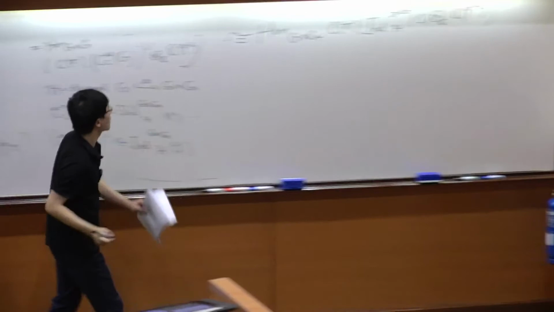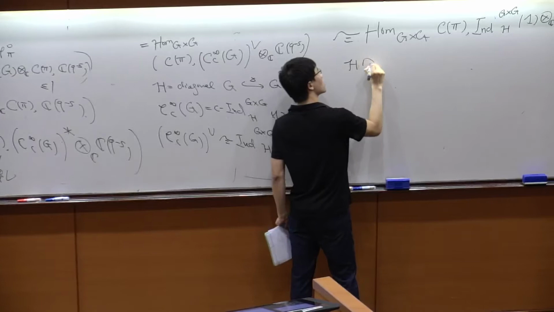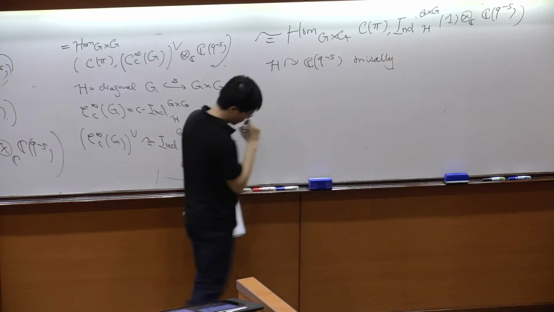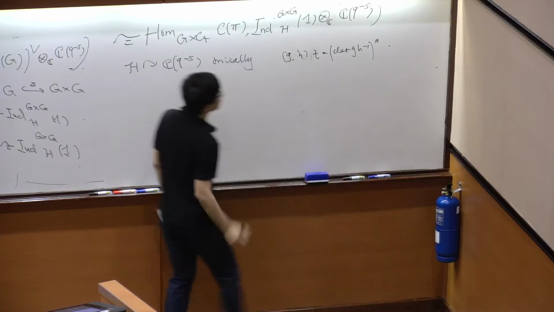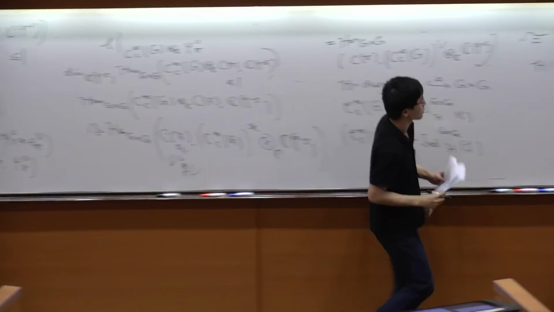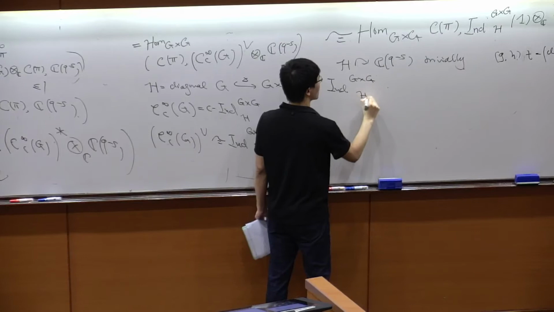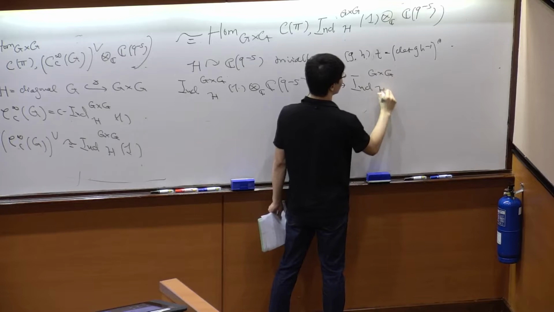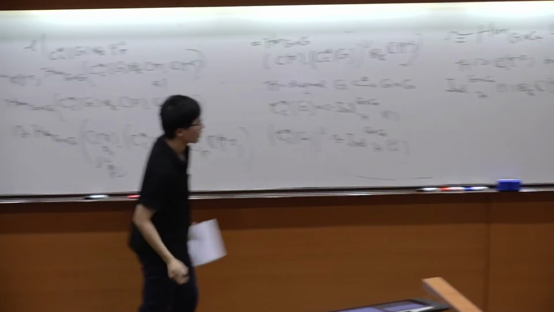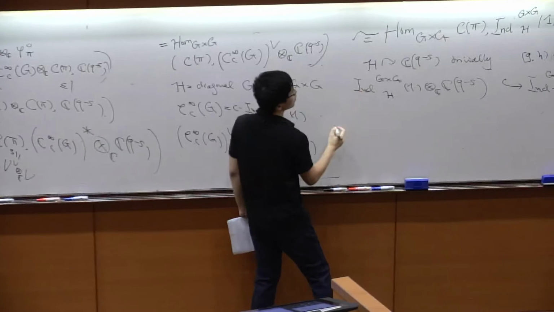On the other hand, since H is a diagonal subgroup of G, we know that H acts on C to the q to the minus s trivially. Let's briefly recall that G cross G acts on any rational function by determinant of g h inverse to some power. Therefore, in particular, H acts on this space trivially. So we find that the space has a natural embedding into the following induced space. Again, H acts on the field of rational functions trivially, therefore the Hom space has a natural embedding into the following Hom space.